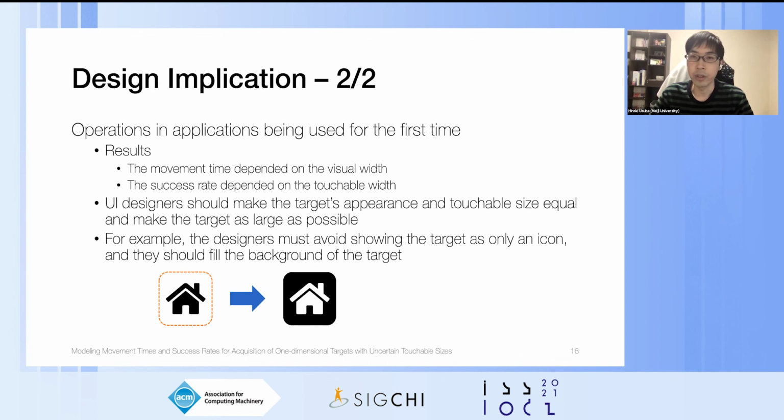Next, in operations in applications being used for the first time, we found the movement time depends on the visual width and success rate depended on the touchable width. So designers should make the target's appearance and touchable size equal and make the target as large as possible. For example, designers must avoid showing the target as only an icon, and they should fill the background of the target.